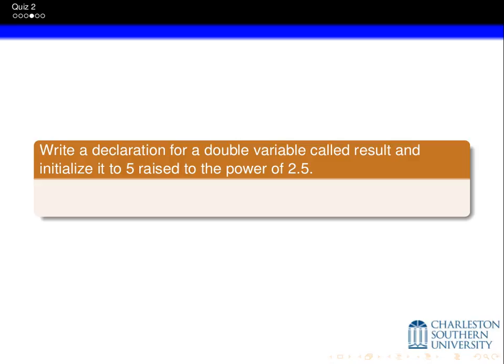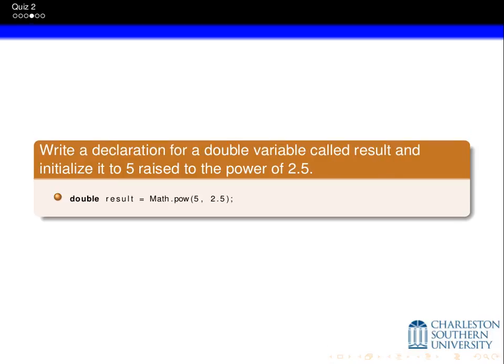Slide format. All right. So you come up with a declaration for a double variable called result and initialize it to 5 raised to the power of 2.5. Double result. Good. Semicolon. Okay. Yeah, you can do it that way. Result equals pow, or yeah, pow 5. Not pow. Remember, functions have to be remembered. Math dot. Yeah, there you go. Math.pow, passing in 5. Yep. There we go.